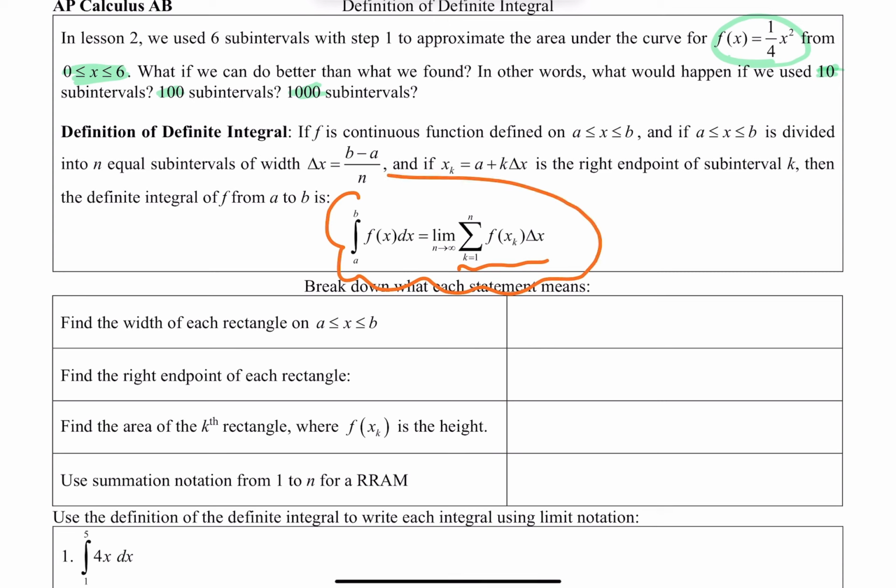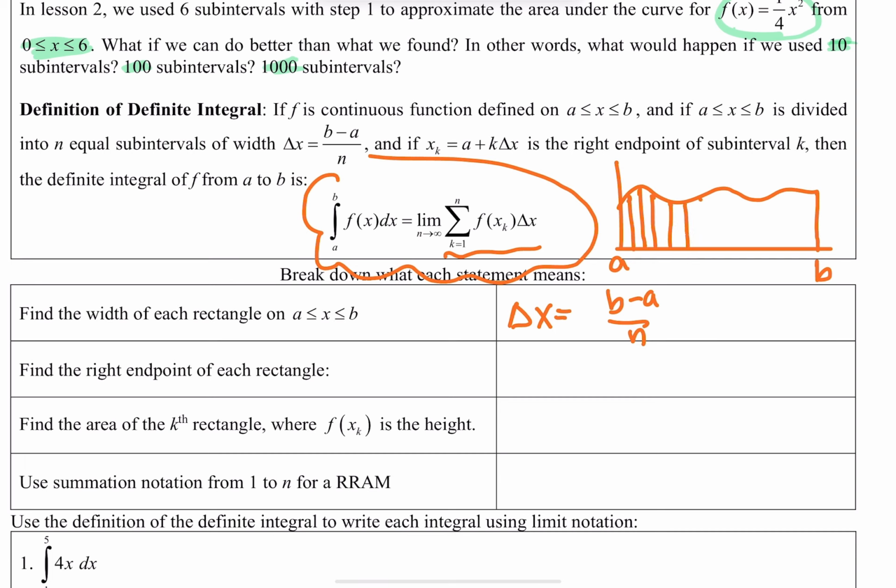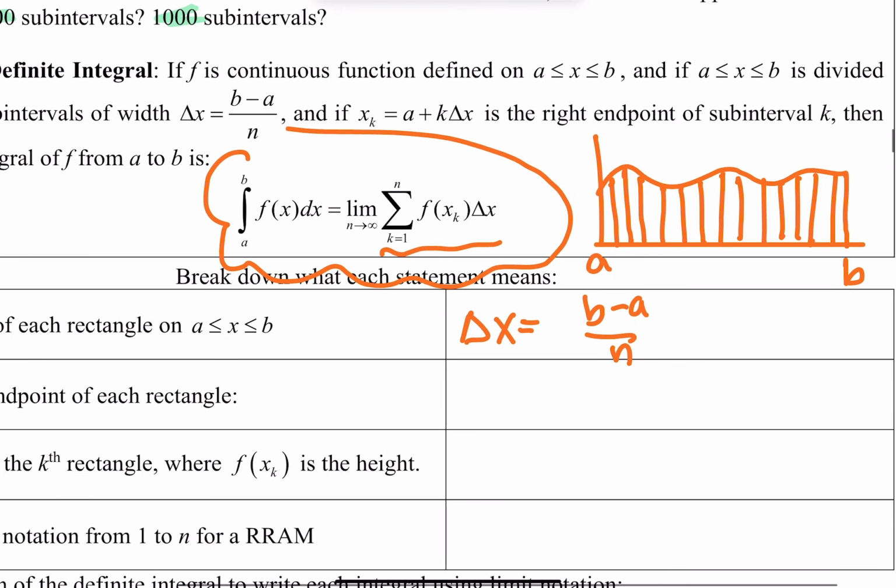So what is this saying? Let's pretend that I have a graph right here, and we want to find the area under the curve of this graph right here. Let's say that this is from A to B. The width of each rectangle is going to be delta x is equal to b minus a over n, where n represents my subinterval. So here, delta x would represent each width of my subinterval of this little thing right here. So this is like this tiny piece right here.